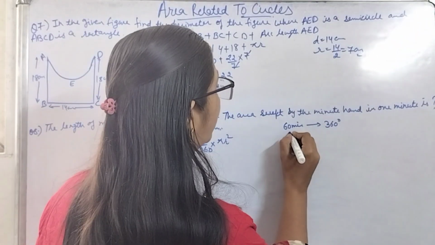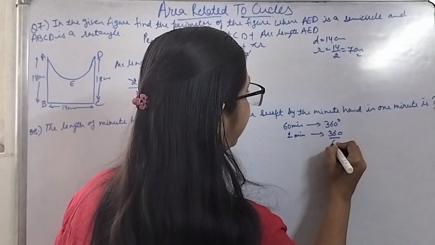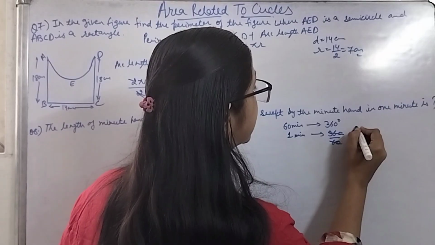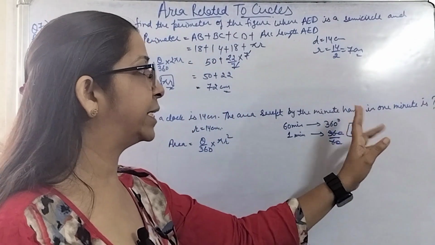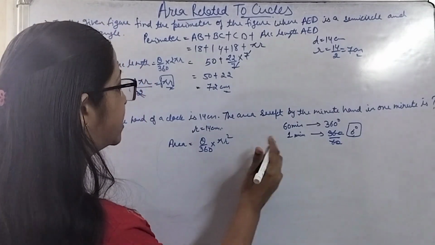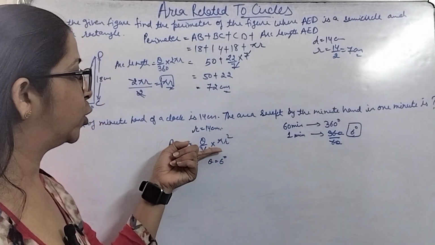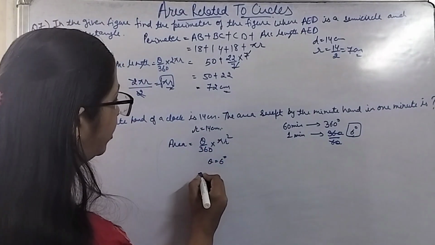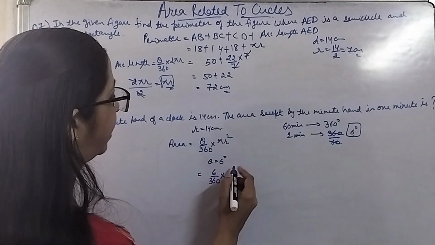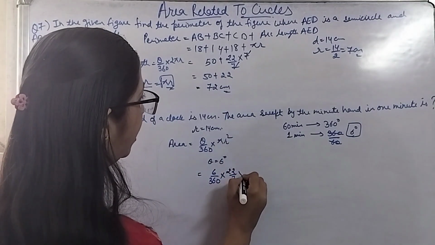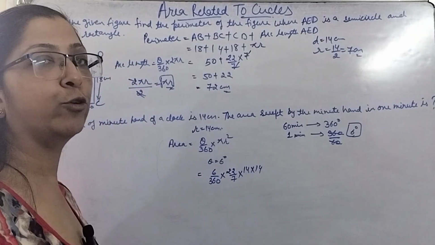That simply means in 1 minute, the angle made by the minute hand will be 360 divided by 60, that is 6 degrees. 6 degrees is the angle which will be made by the minute hand in 1 minute. That simply means theta over here will be 6 degrees. Now, if I keep this value over here, your required area will be 6 divided by 360 multiplied by pi, we are taking as 22 by 7. R is 14, so R square will be 14 multiplied by 14.